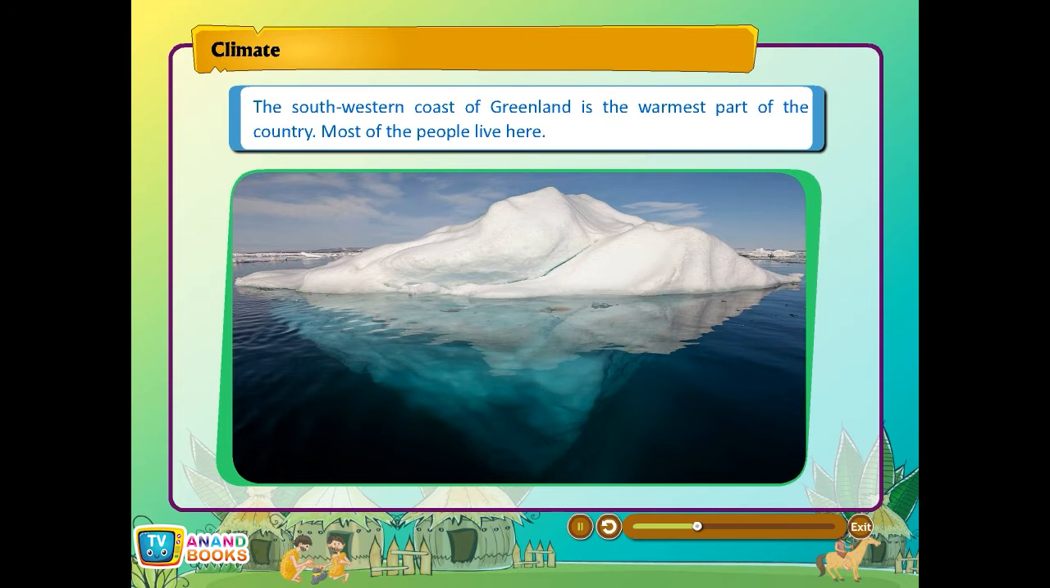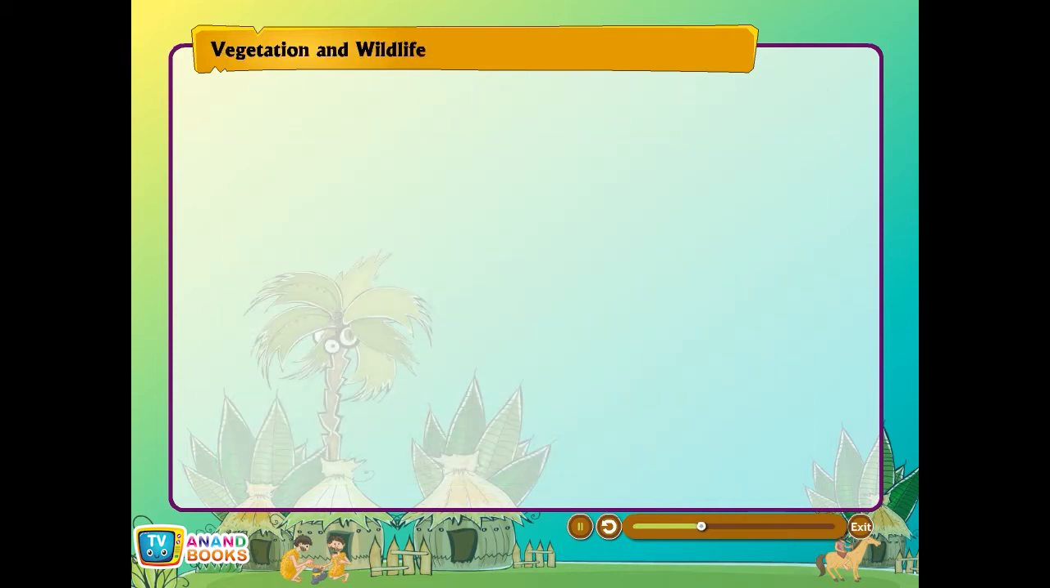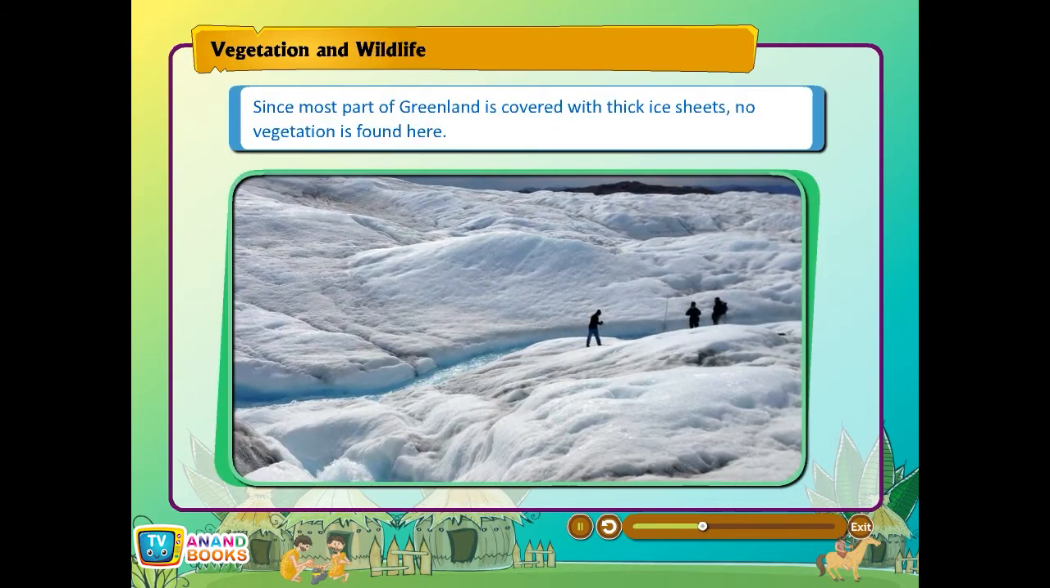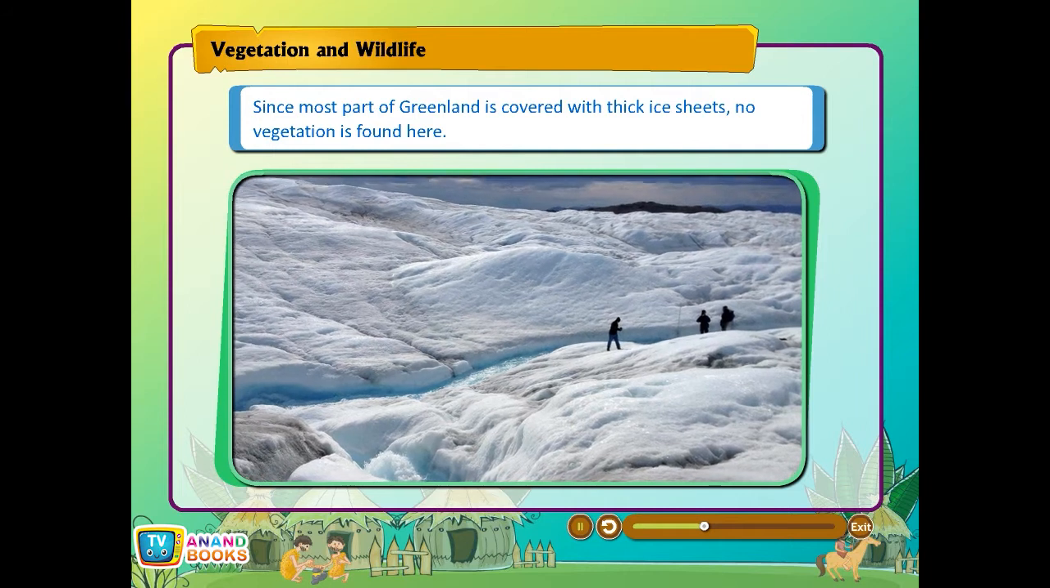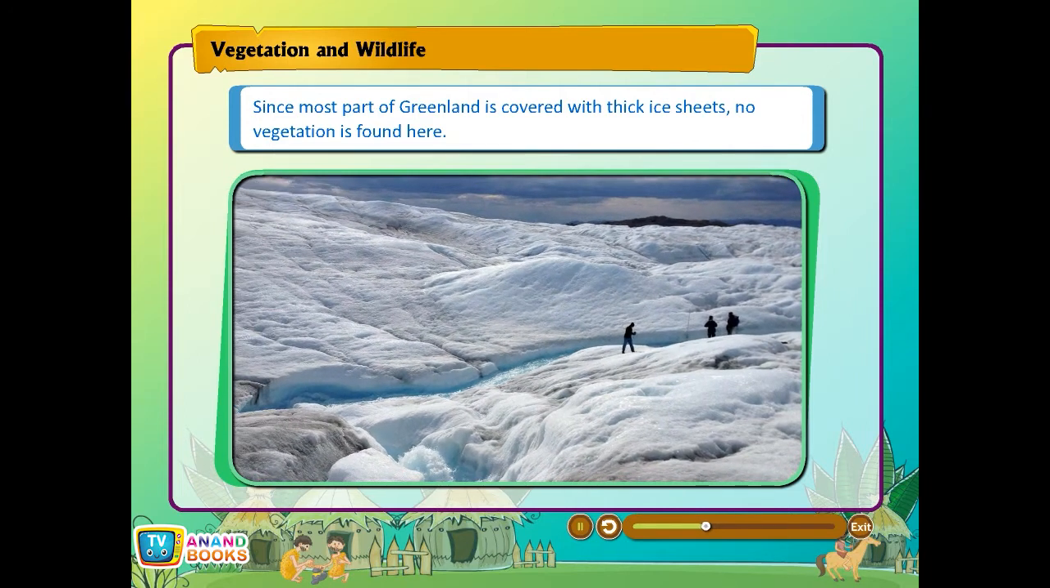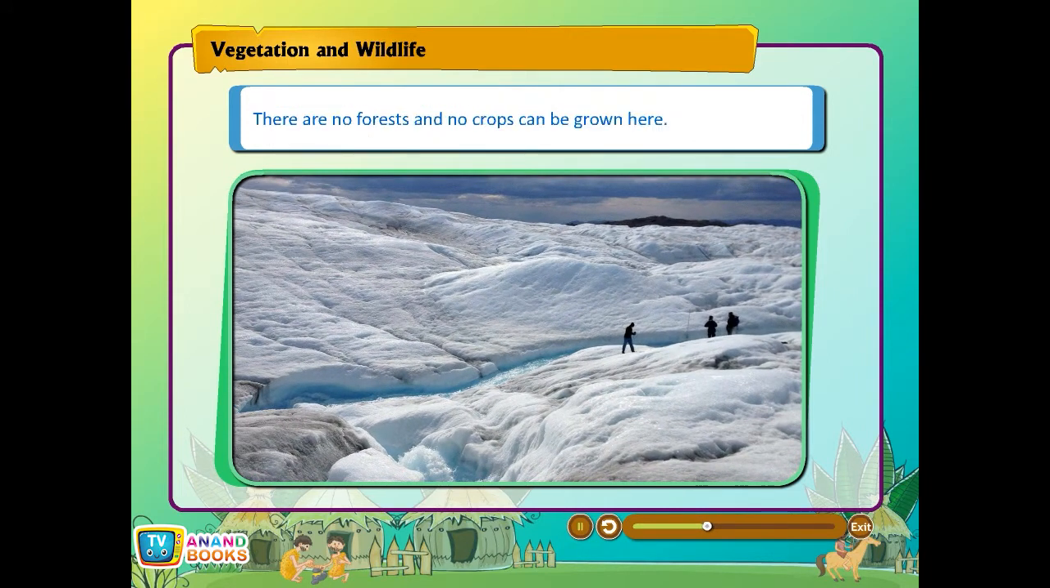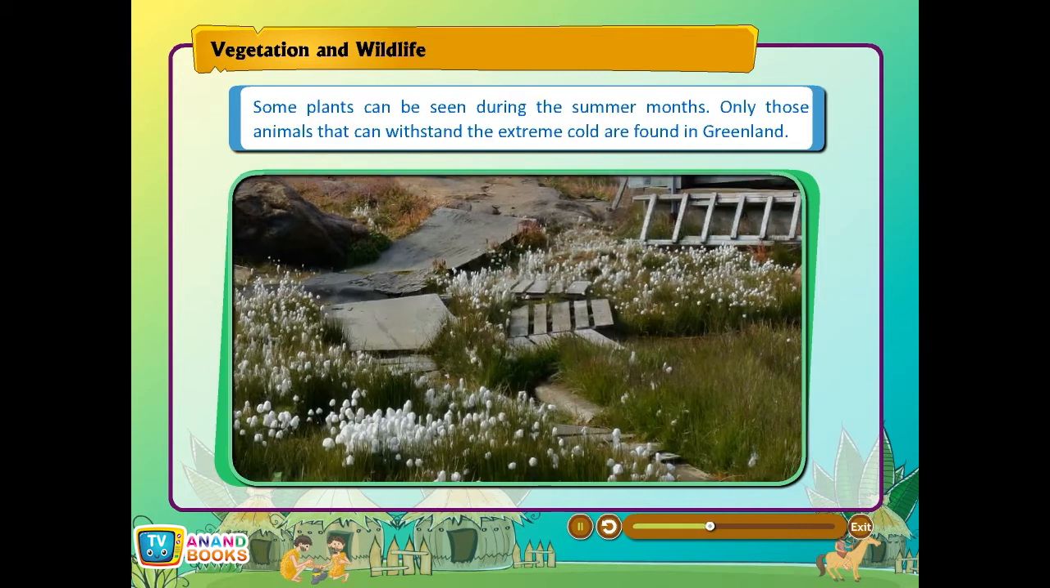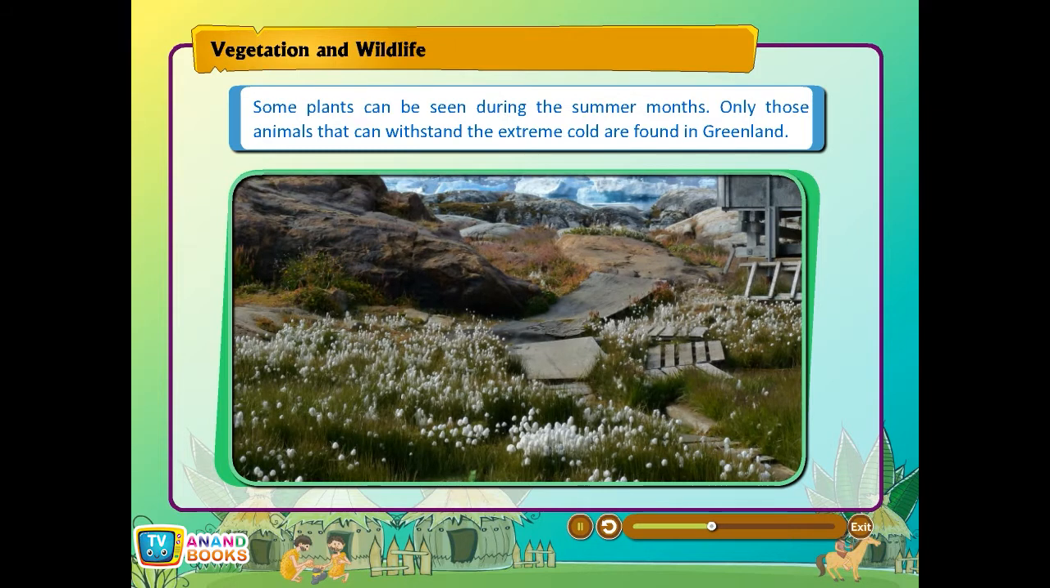The southwestern coast of Greenland is the warmest part of the country. Most of the people live here. Vegetation and wildlife. Since most of Greenland is covered with thick ice sheets, no vegetation is found here. There are no forests, and no crops can be grown here. Some plants can be seen during the summer months.